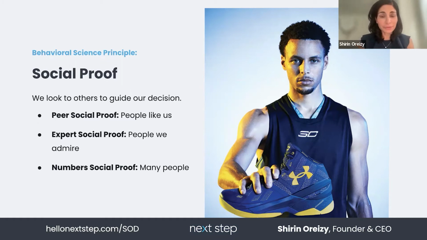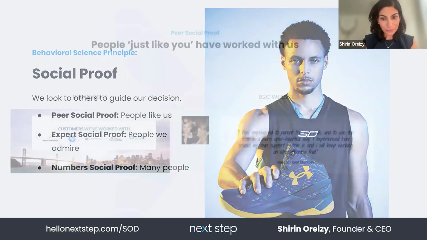And then finally, another type of social proof is called numbers social proof. And the idea here is that there's many people doing this. So think of McDonald's, billions and billions of people served. Now, what type of social proof you want to use inside your product or marketing is going to vary, but I'm going to show you some examples here.